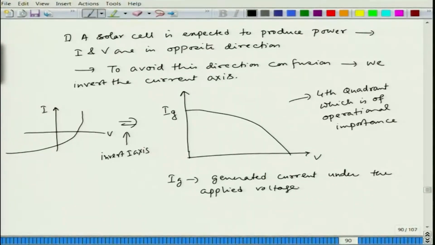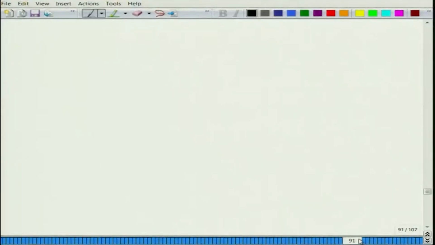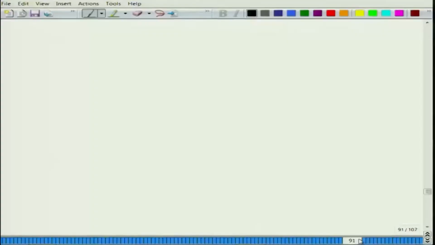So, I_G is basically minus of I, and I_G is minus of I. This I is from this plot. Okay. So, ultimately this particular plot we are boiling down to for photovoltaic effect. Now, let us look at this curve a little more closely, because that is important.